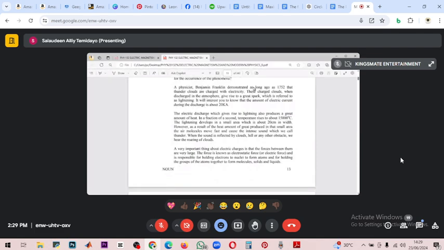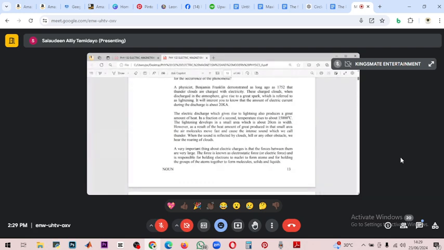And at that particular point, the temperature is about 15,000 degrees Celsius. This lightning developed in a small area, which is about just 20 cm in width. They said a very important thing about electric charges is that the force between them is very large. That force is what we know as electrostatic force or electric force, the force that exists between charges.